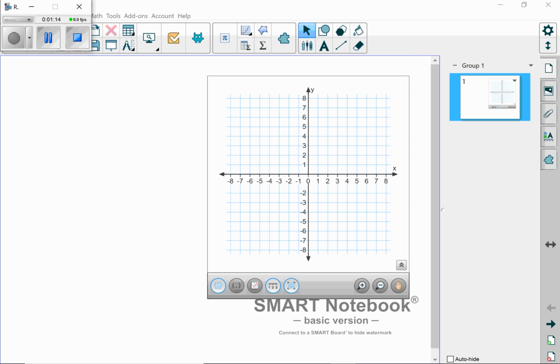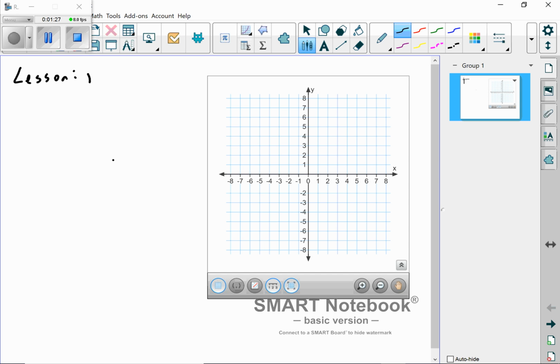So again, I'm going to go pretty quickly because we've done most of this year. So here goes. I'm going to write the title down. Lesson title is just finding the slope. Again, when I say slope, I'm talking about the steepness of a line on a graph.